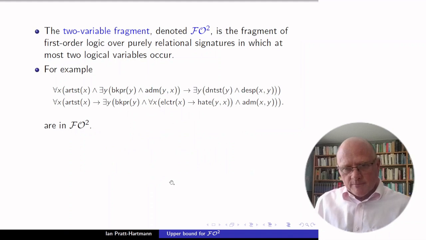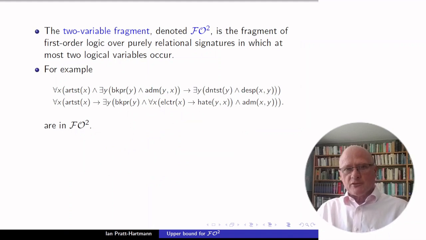The two-variable fragment, sometimes denoted FO2, is the fragment of first-order logic over a purely relational signature in which at most two logical variables, usually x and y, occur. And here's an example. The first sentence says, every artist who admires some beekeeper despises some dentist. And this example says, every artist admires some beekeeper who hates every electrician. So you see these formulas are in FO2 because they feature only two variables, x and y.